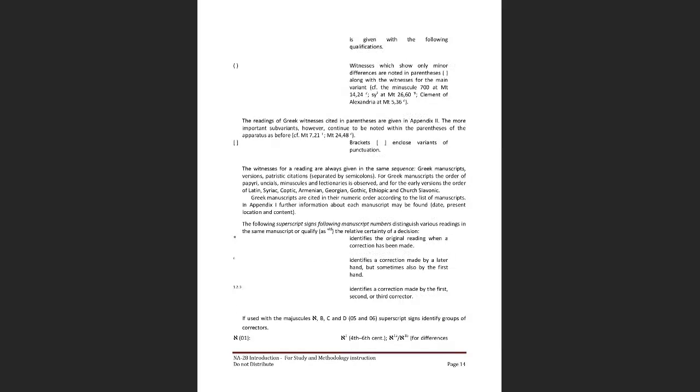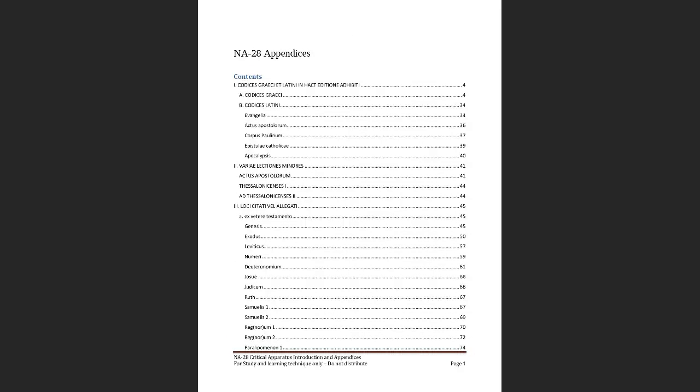Now, those of you who use Logos, they've simplified it, so all you have to do is take a look at that portion. Now, when you look at the Novum Testamentum, you have appendices in it. And in the appendices, you will find the text that I mentioned. For example, the alpha. So let's pop over there and see. Now, this is my copy of it where I've given you the Codices Graeci, which is the Greek codices. This is the Latin, the Variae Lectiones Minores, and the Loci Citati vel Allegati. So let's look at the Greek text.